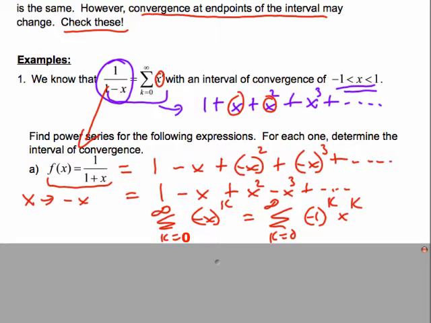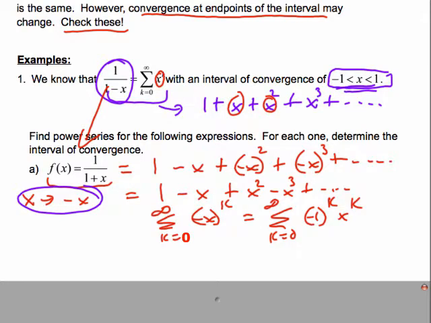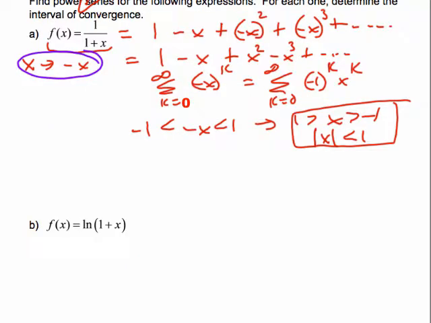Now in terms of my interval of convergence, I can just do the substitution I made into my interval of convergence to get the new interval of convergence. So replacing negative x there, multiplying everything through by negative 1 is going to give me this, which is the same thing I had originally. The absolute value of x is less than 1 is the new interval of convergence, in this case the same as the original. The next function I want a series for is ln 1 plus x.